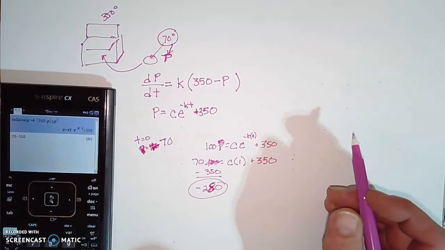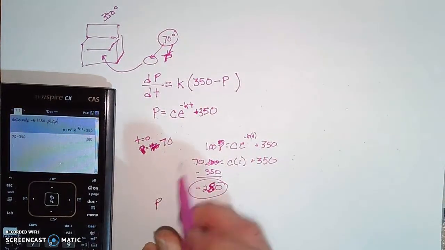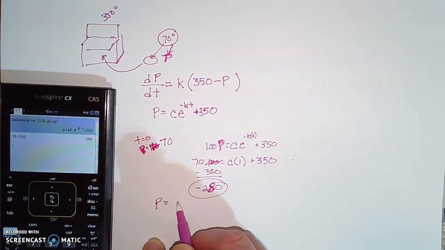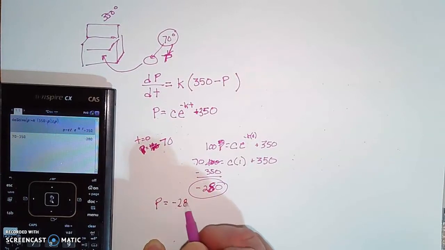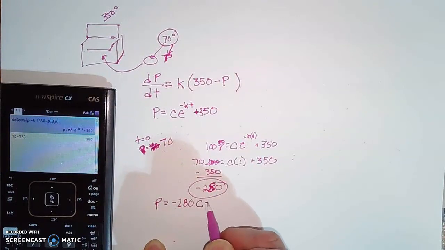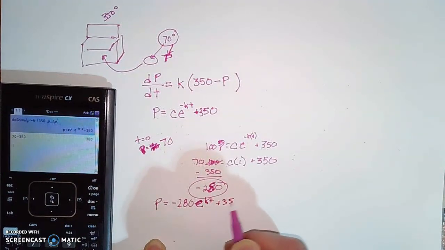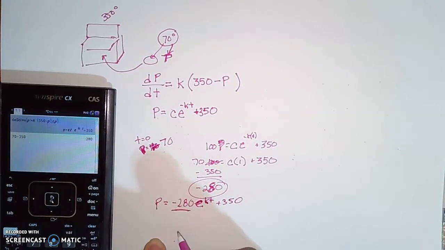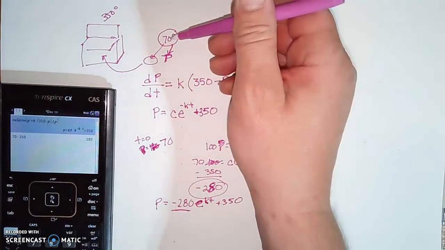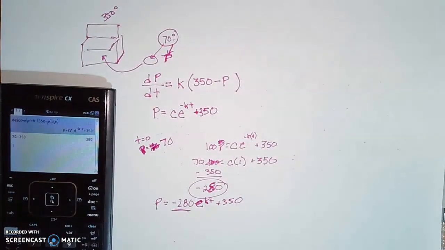So in the end, the potato temperature is equal to negative 280 e to the kt plus 350. And this number here will always be the difference between what you started out with and what you have in the end. Okay, so that's a quick overview of differential equation problems.